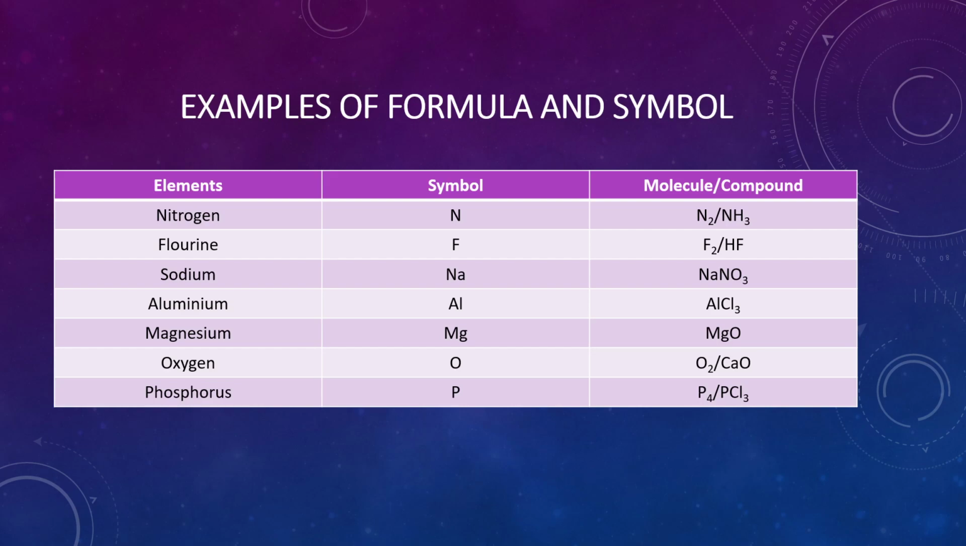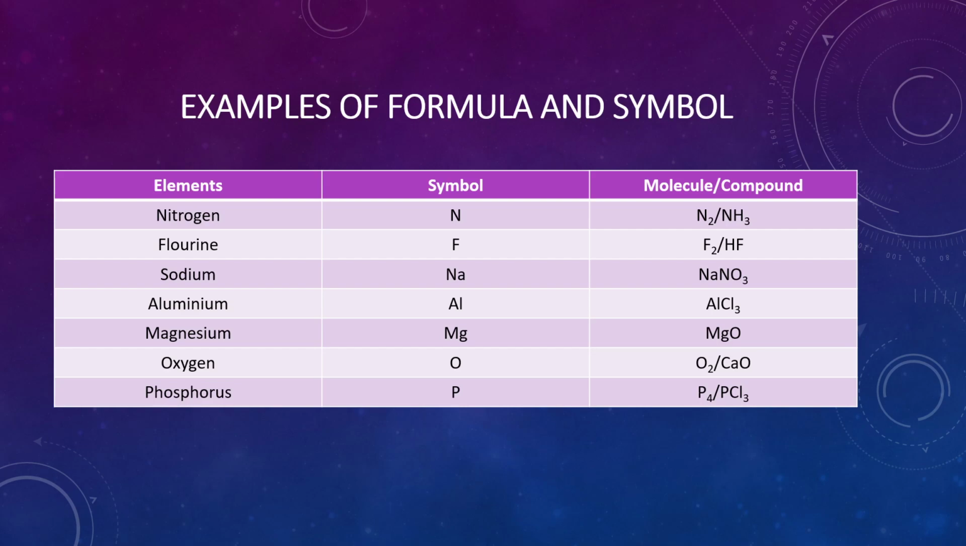So here we can see that nitrogen's symbol is capital N, and the nitrogen molecule is N2, and a compound of nitrogen such as ammonia is expressed as NH3. So the valency of nitrogen is 3 here, and the valency of hydrogen is 1. We'll talk about valency later in this topic. So now let's see these examples. Fluorine is expressed as capital F, and the molecule is F2. And if we take a compound, hydrogen fluoride, it's expressed as HF. That means the valencies of both hydrogen and fluorine are 1.